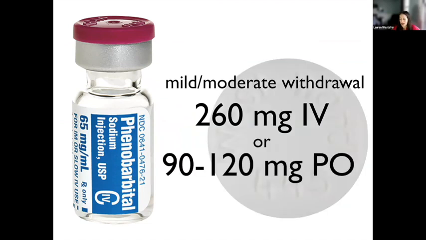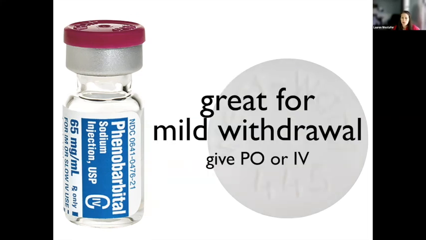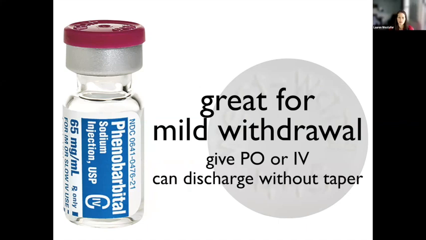That's not a high dose by any means, or you can give it PO. You can give 90, 100, 120. Sometimes it comes in like 30 milligram increments. Sometimes it comes in 100, depending on what you have on formulary. But you can give it IV or PO depending on whether a patient's nauseated, tolerating oral intake, those sorts of things. But it's great for mild withdrawal, and you can give it either way. So I like it for that reason, because I've got a dose, I can give it to a patient, evaluate the response, and redose if needed.